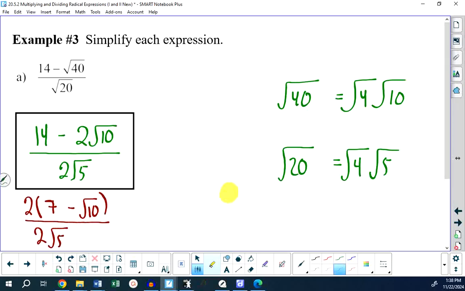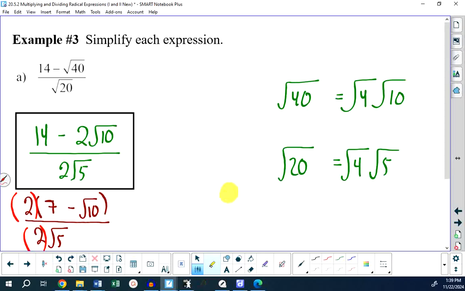And this is going to be so important for the unit after this one. I wish I had a tattoo of this. You are only allowed to cancel things if they are factors of the top and the bottom. So what is a factor? A factor is a quantity that is in brackets multiplied by the rest of the expression. 2 is a factor of the numerator. 2 is a factor of the denominator.